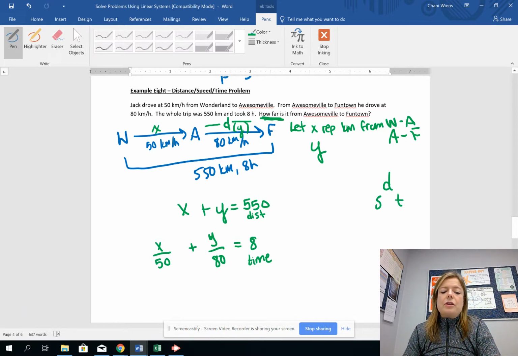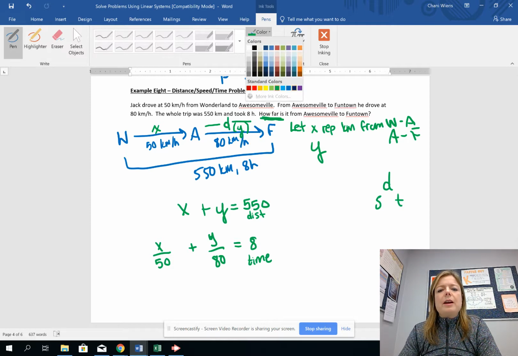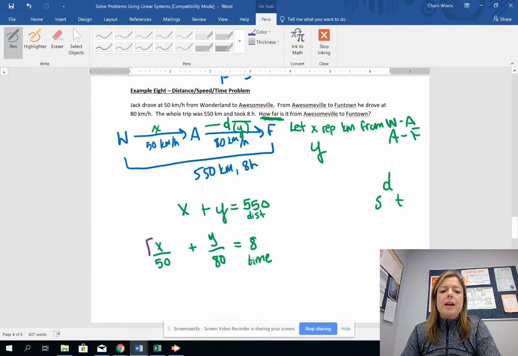So these fractions are not great. So what I'm going to do is multiply this entire equation by something to get rid of them. Now, what number would get rid of both 50 and 80? Well, that number is 400. So 400 divided by 50, I'm having a brain fart here, 4 is 8. So 400 divided by 50, I get 8x. And then 400 divided by 80, I get 5y. And then 400 times 8, I get 3,200.